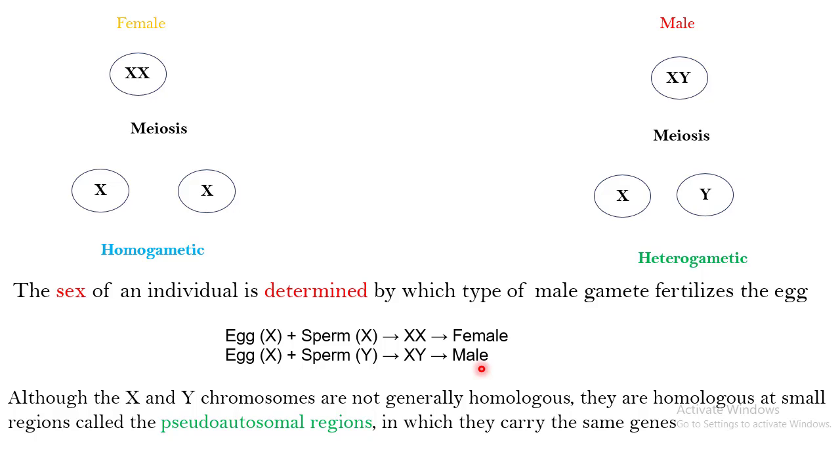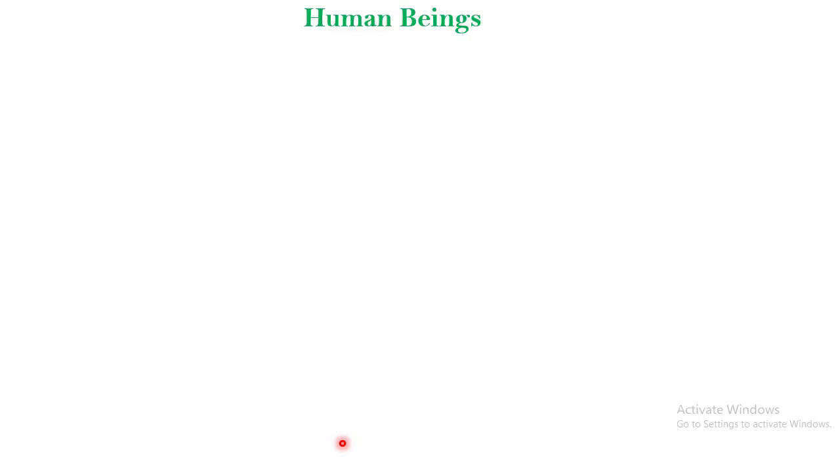Now, the X and the Y chromosome are not generally homologous. They are homologous at small regions called the pseudo-autosomal region, in which they carry the same genes. So structurally, they are not homologous, just like the autosomes present in human beings, for example, but they are homologous at very small regions, which are known as the pseudo-autosomal region, and because of this, they are going to pair during the process of meiosis.